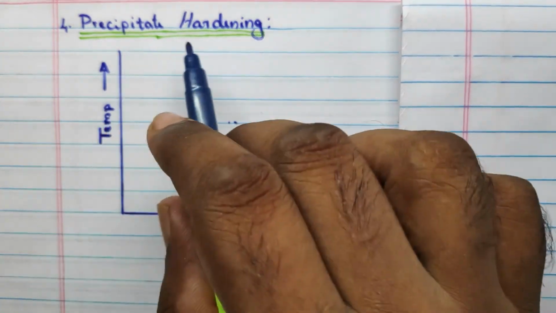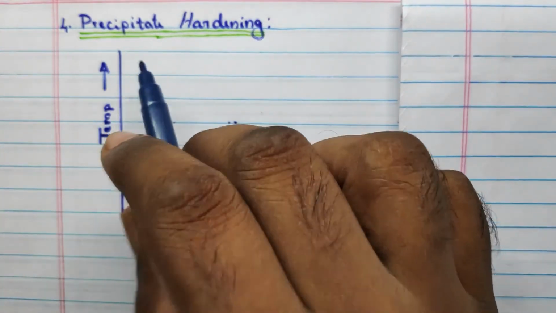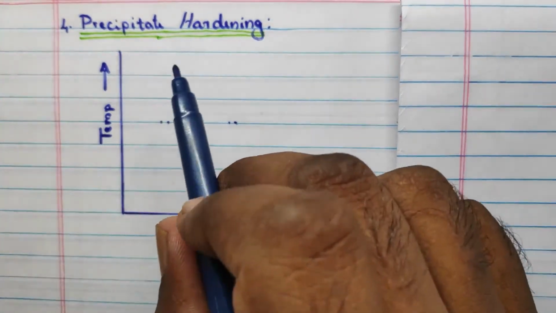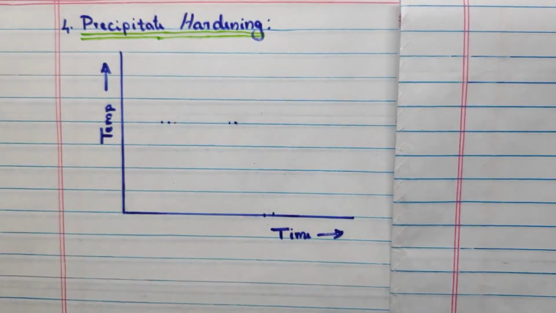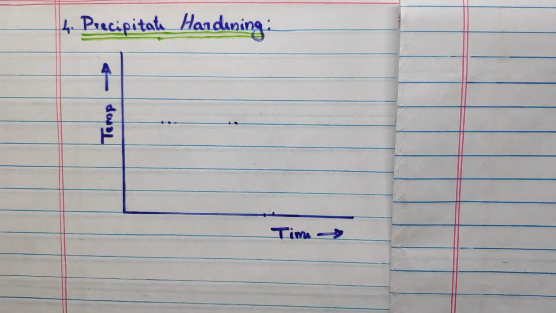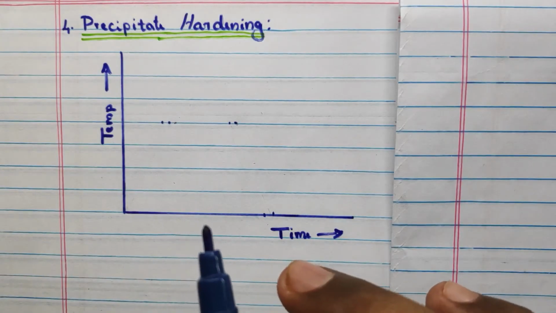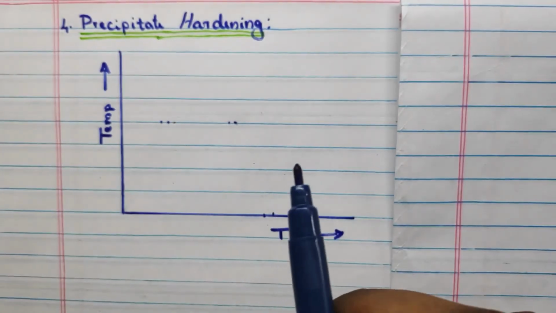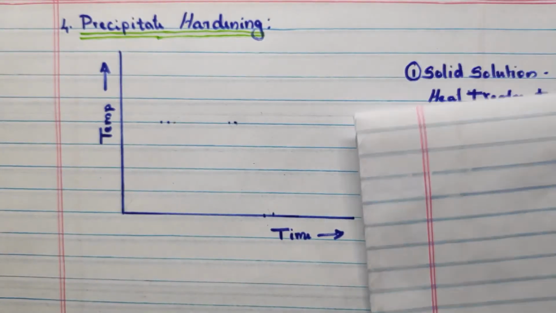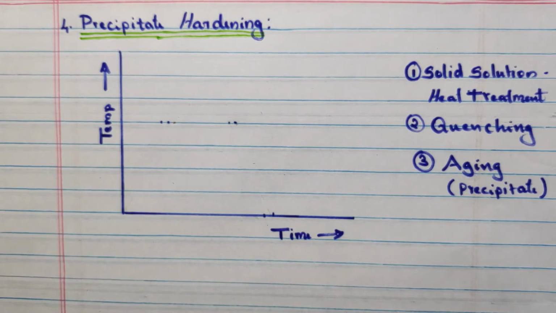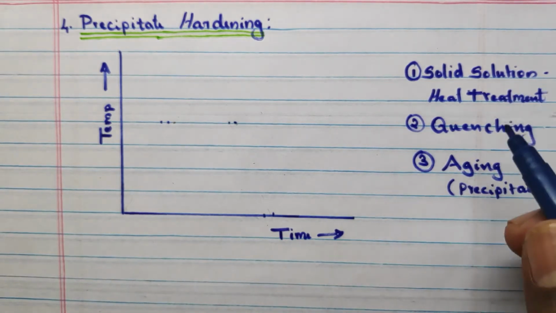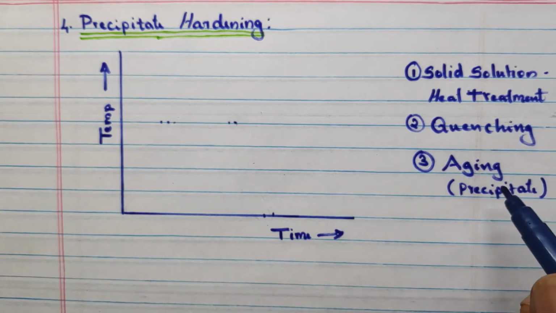The last one is precipitate hardening. This is the last strengthening method, and in order to understand precipitate hardening, I have considered a time temperature graph. To accomplish precipitate hardening, it undergoes three stages. Let me see what the three stages are. The first one is solid solution heat treatment, the next one is the quenching process, and the last one is aging.